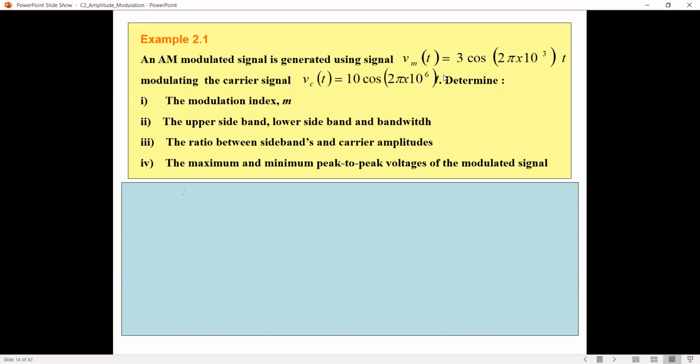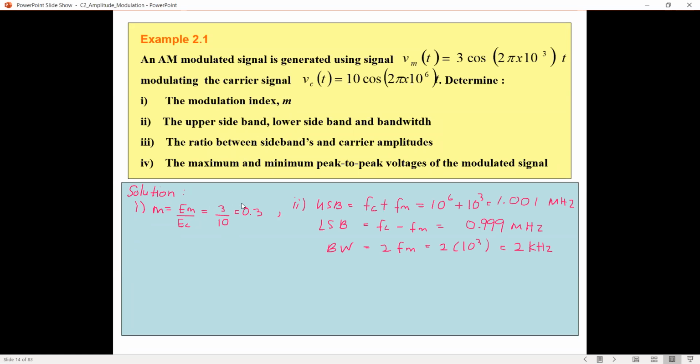So we are given our VM(t) and VC(t), and we can extract information from these two signals. I'll share my solution first. Here our EM is equal to 3 and our EC is equal to 10. Our FC is 10 to the power of 6, or 1 megahertz. Our FM is 1 kilohertz. So you just take the values of EM and EC, and you get M equal to 0.3.